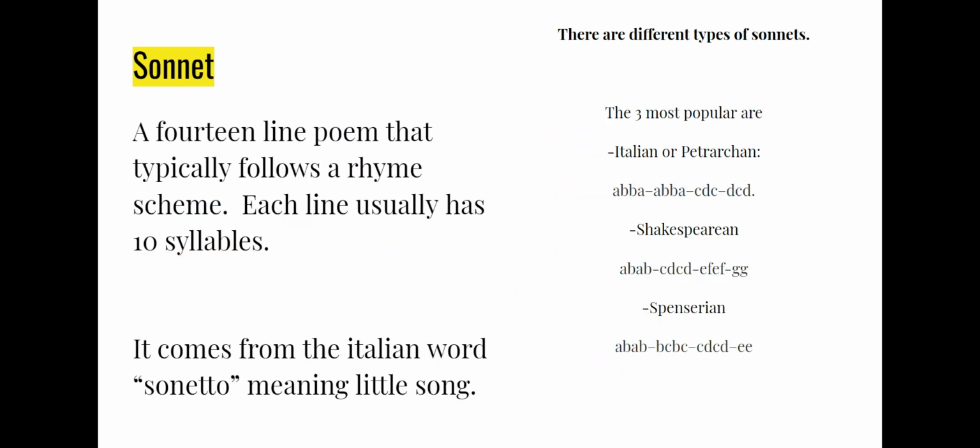So a sonnet, and that's what we're going to focus on this week. A sonnet is a 14-line poem that typically follows a rhyme scheme. Within this rhyme scheme, typically they vary depending on which style of sonnet. There are many different ones. I only included the top 3 well-known styles of sonnets.